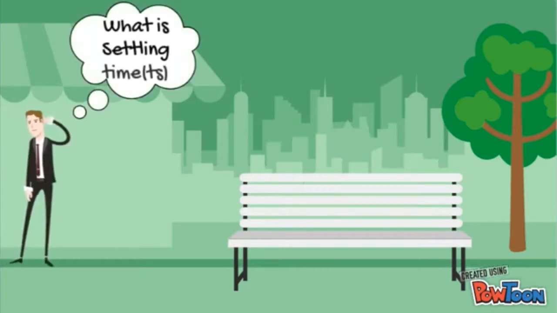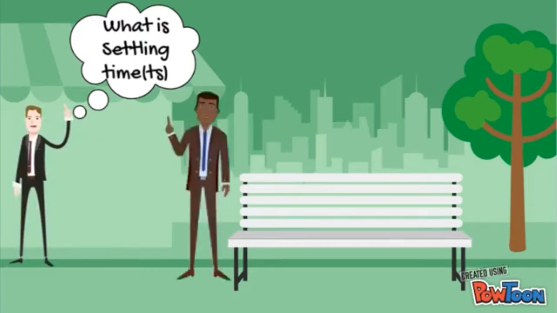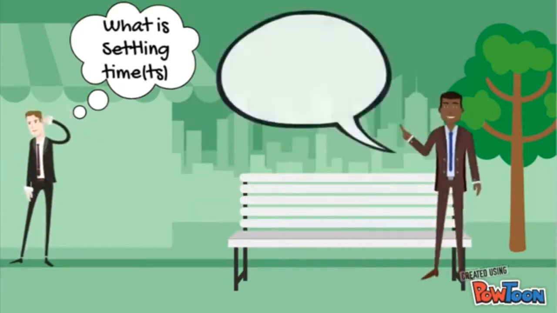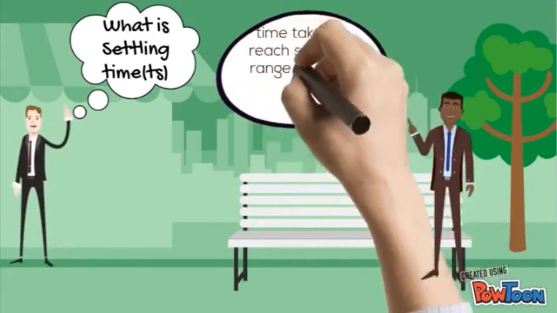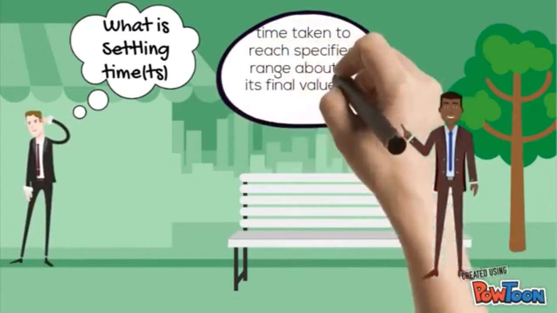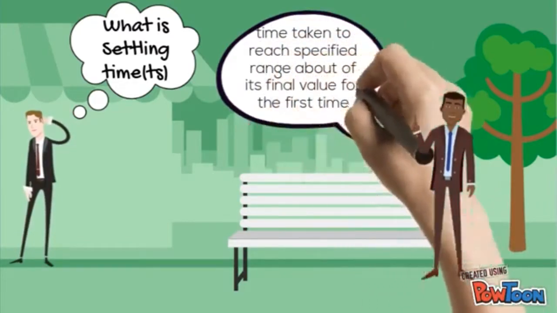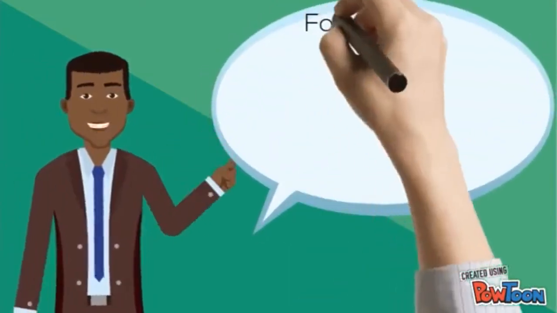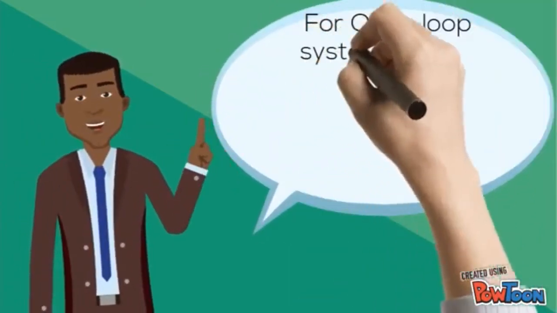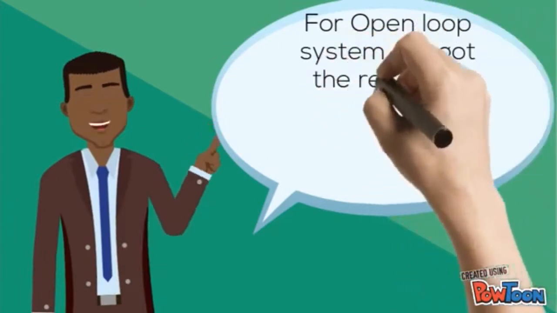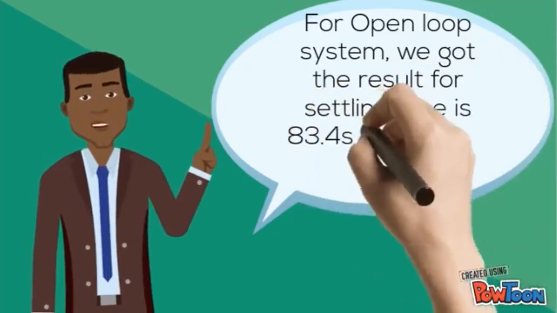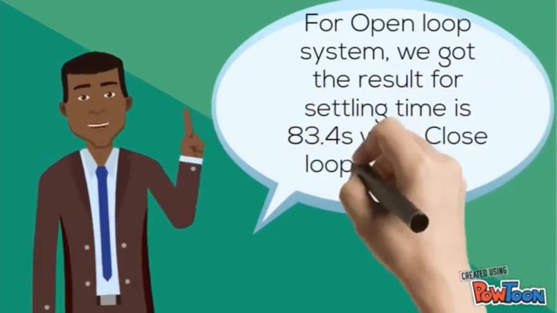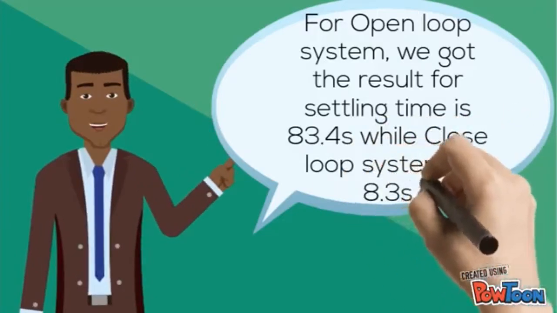What is settling time? Settling time is the time taken to reach a specified range about its final value for the first time. For open loop system, we got the result for settling time of 83.4 seconds, while closed loop system is 8.3 seconds.